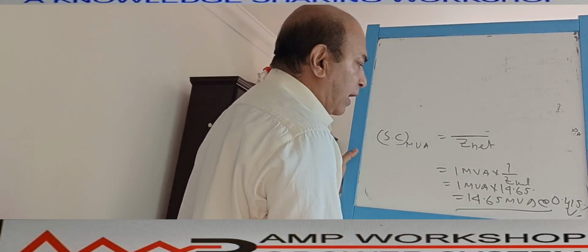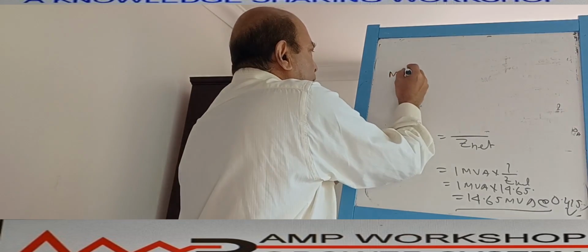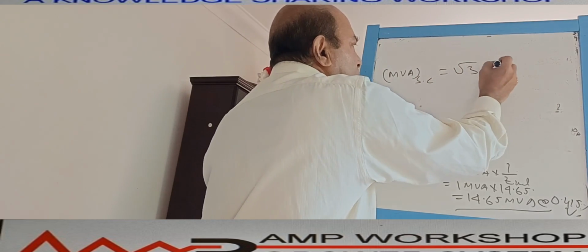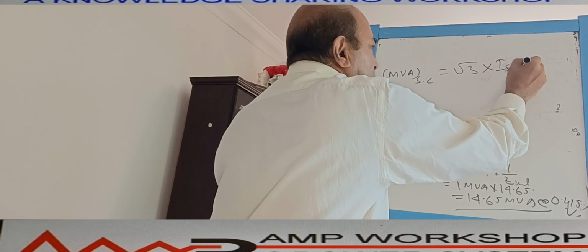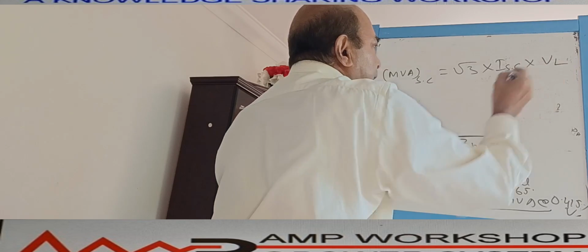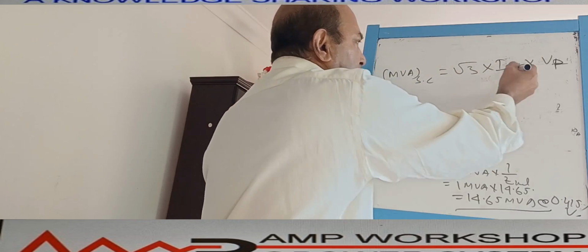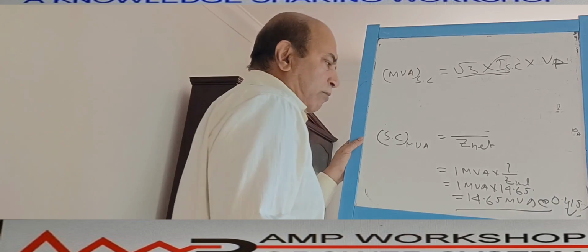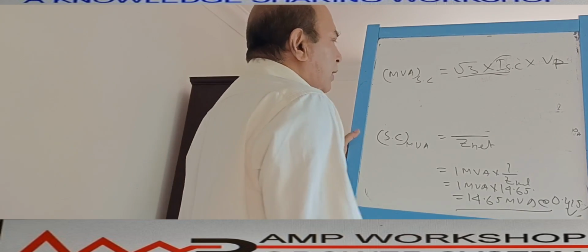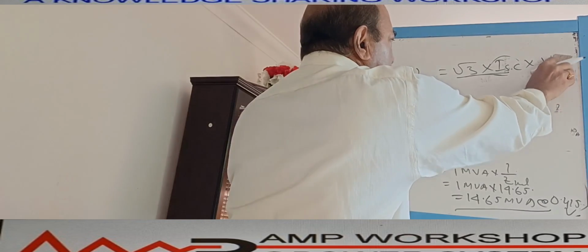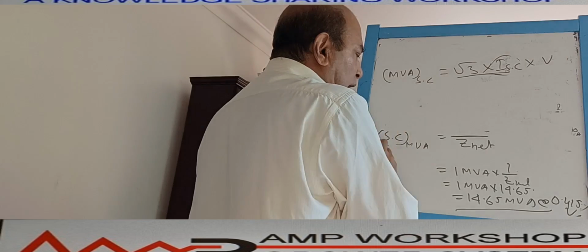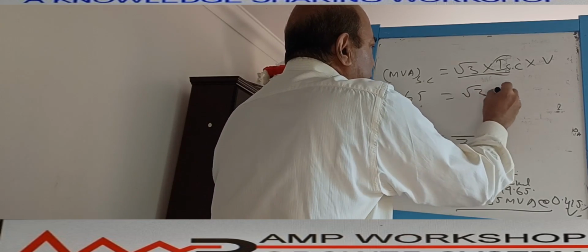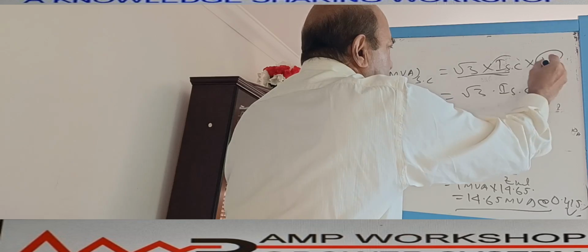Now from this, how much can we calculate? We know the short circuit MVA formula: MVA short circuit is equal to √3 into I short circuit into line voltage VL. Phase voltage and line voltage are equal here, because I short circuit is a phase current, so it is giving line current. Okay, so now it is 415 volt, and there is the √3. So now 14.65 equals √3 into I short circuit into voltage.